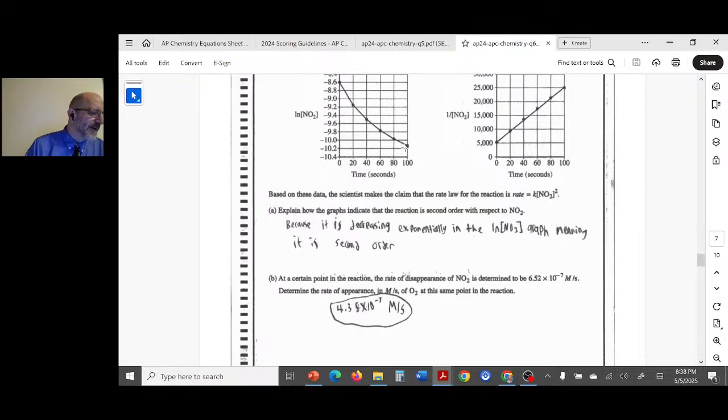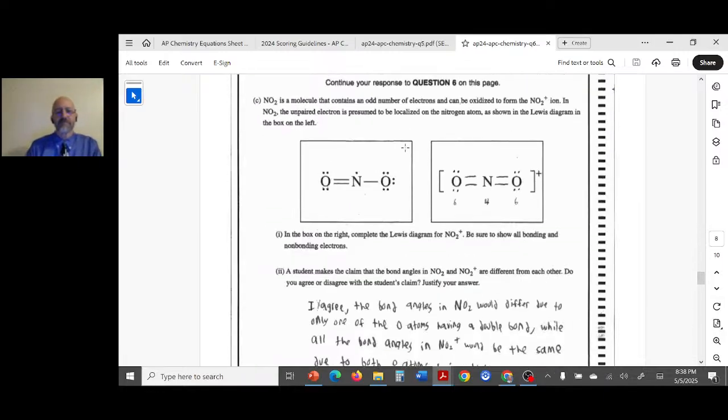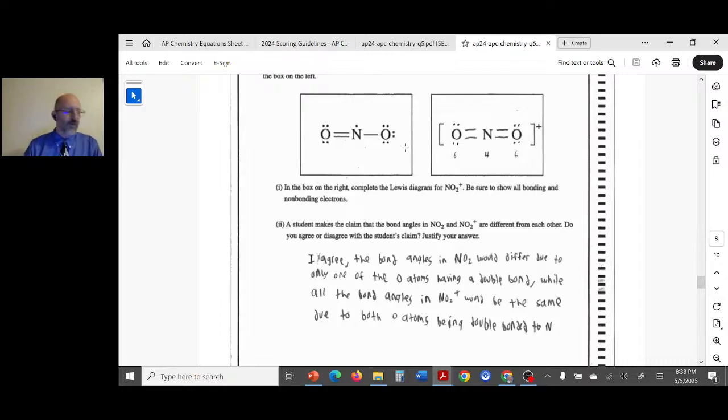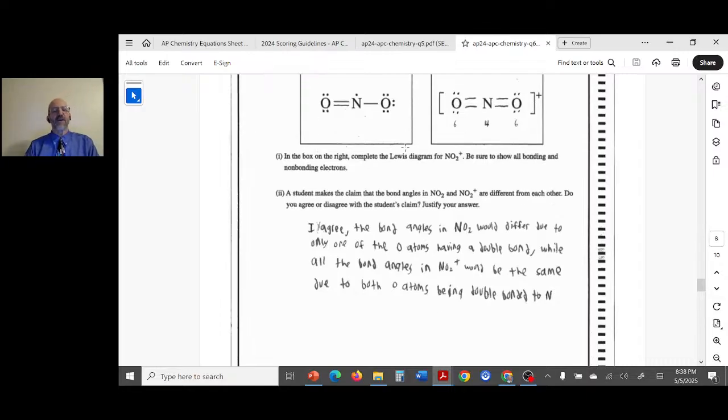All right, in part C, there we go. That was the point that they earned, correct Lewis structure. They said, I agree, the bond angles would be different due to only one of the oxygen atoms having a double bond, while all of the bond angles in NO2 would be the same. So it's not about single versus double, it's about that presence of the electron on the central atom. So in part C II, the point was not earned for an incorrect justification. They thought the difference in bond angle is due to a difference in bonding rather than the presence of the lone non-bonding electron on the nitrogen.